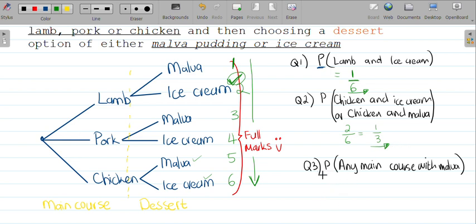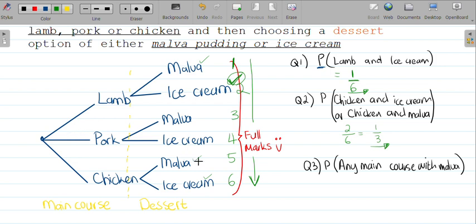Then lastly, question 3 is the probability of any main course with a malva pudding. So let's go ahead. Any main course. Lamb and malva, that is what we want. Lamb and ice cream, we do not want that.